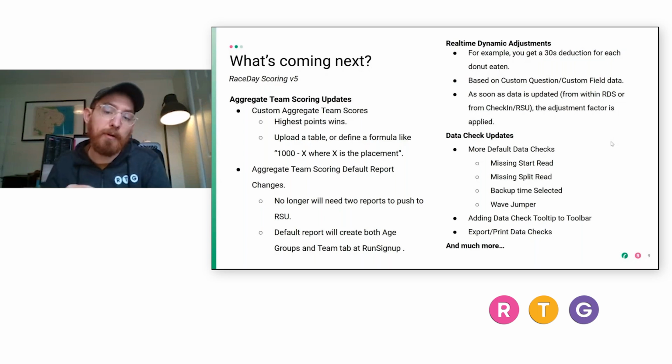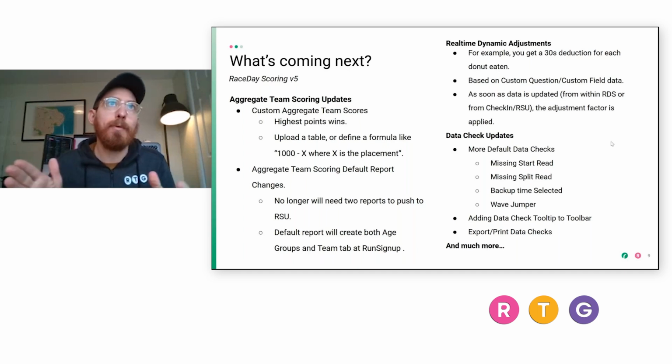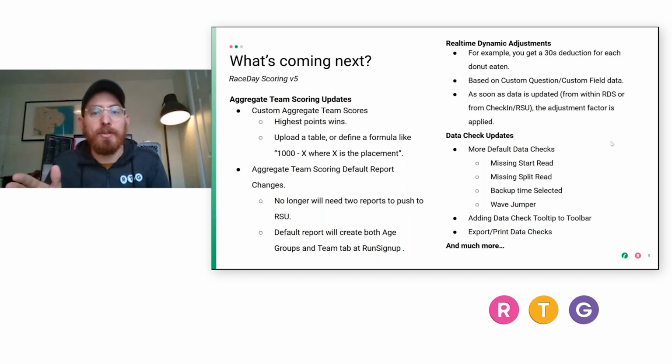And then a wave jumper report. This is an idea where you want to be able to identify anybody who looks like they started in a wave they didn't actually register for, or they started in a different wave than the one they registered for. And this uses basically a few things. The chip offset is one, and a few other little things. So this will be an interesting one.